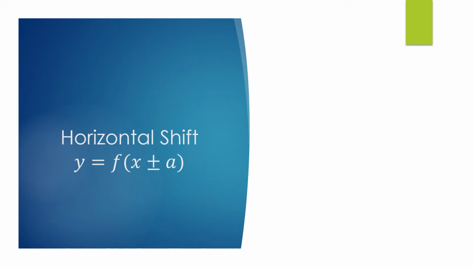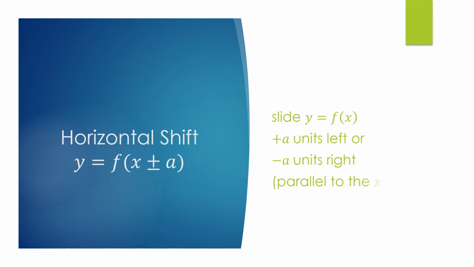So what about horizontal shifts? Well, you can see now our transformation is inside the bracket with our x coordinate. So we've got y equals f of x plus or minus a. So we're going to slide y equals f of x plus a units left or minus a units right parallel to the x-axis this time.